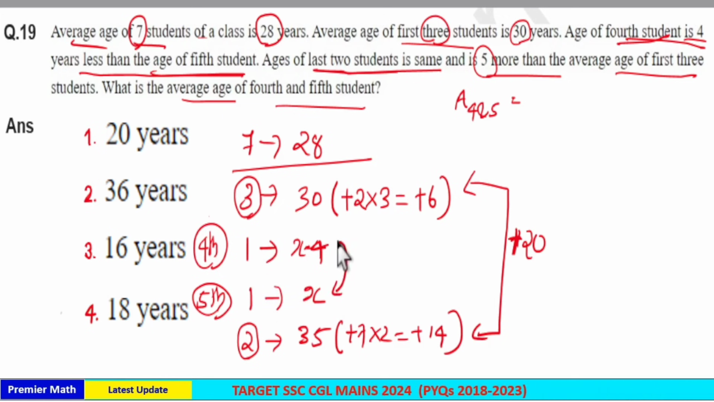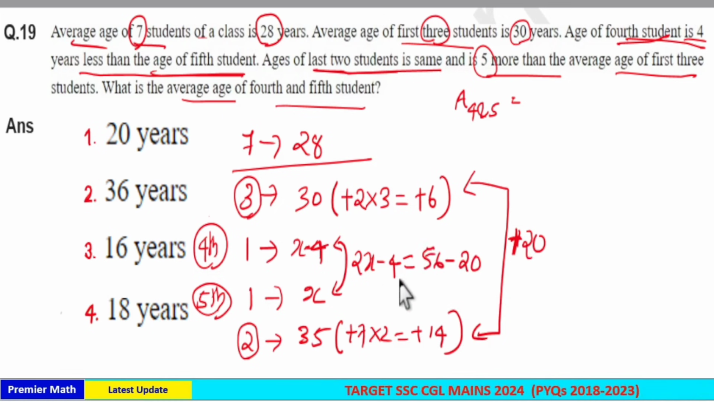Here, the sum of ages of the remaining 2 students is equal to 2x minus 4. If there is no increment, you can count 2x minus 4 as 56. But here there is a 20 increment. So, we should subtract this 20 increment from the ages of the remaining 2 students.